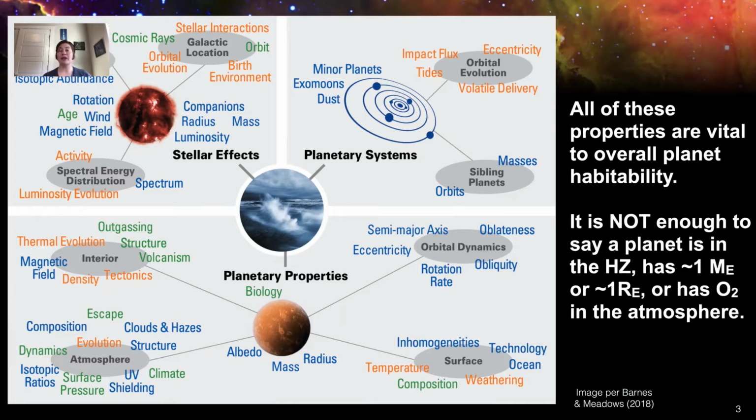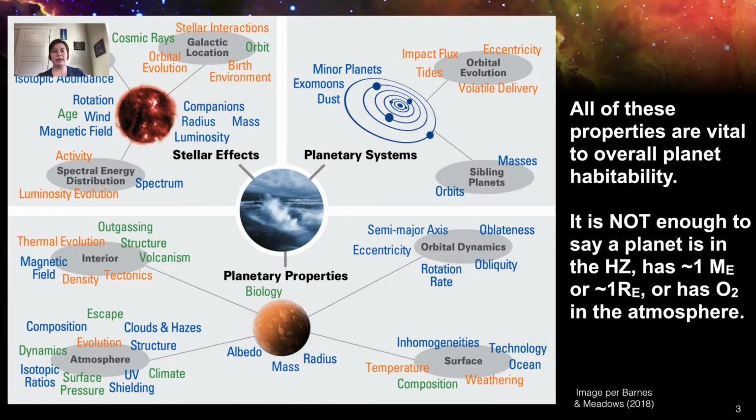Then on the top right, we have all the influences from the planetary system itself. So not only the orbital evolution of the planet we're interested in, but whether or not there are other planets within the system which can really impact the planet that we are considering. And then, of course, you have all of the properties of the planet that we're looking at: the orbital dynamics, the surface, the atmosphere, as well as the interior. All of these properties are absolutely vital to determine overall holistic planetary habitability.